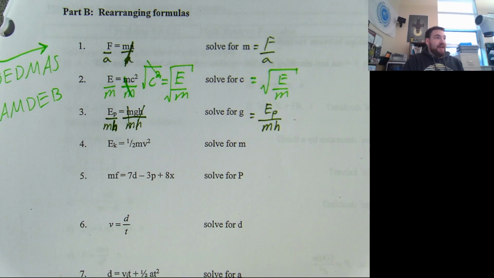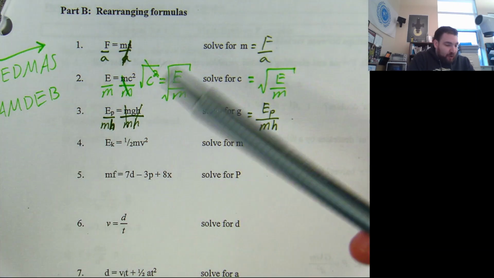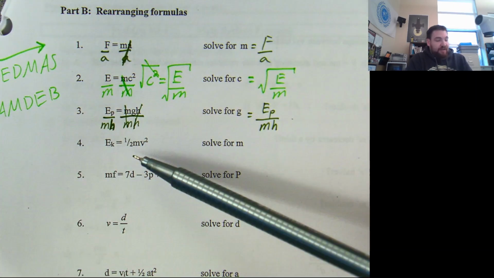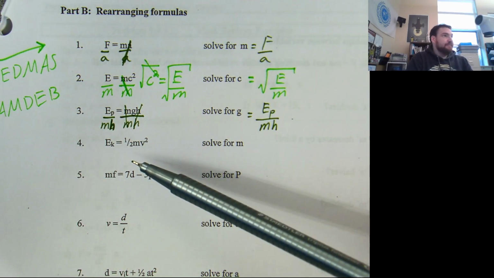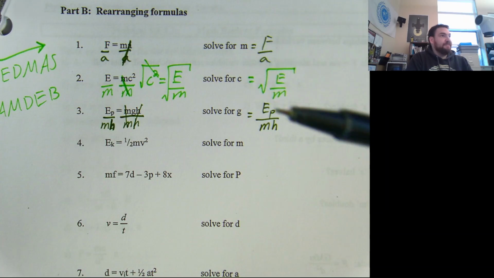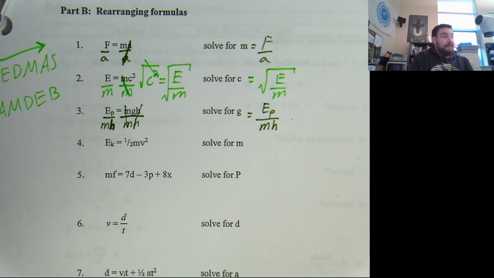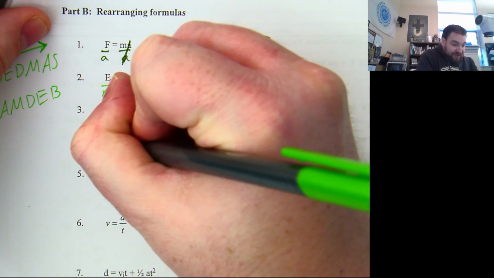What is happening to the m? It's getting multiplied by the half and it's getting multiplied by v squared. So I want to leave m where it is and I want to move those two things. What's the opposite of multiplying by a half? The fractions are where things get interesting. Yeah, multiplying by 2. So if I multiply both sides by 2, that's going to get rid of that half.